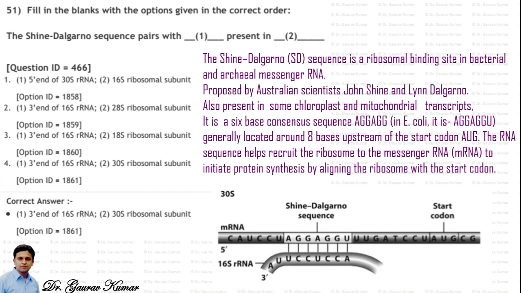This Shine-Dalgarno sequence actually helps to recruit the ribosome to the messenger RNA, so that protein synthesis can be initiated by aligning the ribosome with the start codon. So you can see it actually pairs with the 3' end of the 16S rRNA, and this 16S rRNA is present in the 30S ribosomal subunit. So you can easily deduce which option is correct after this explanation.